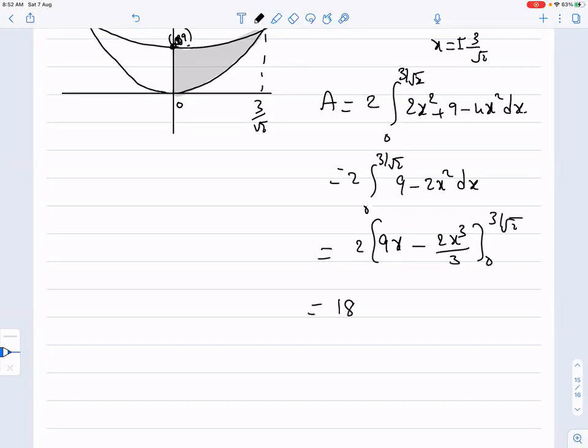That is 9 times 3 by root 2 minus 2 by 3 times 3 by root 2 whole cube, that is 27 upon 2 root 2. Correct, students? Now 2 cancel, 3 3s and 3 by root 2 are either, and this will get cancelled with, see, this is what 54 upon root 2, right? Just a minute.